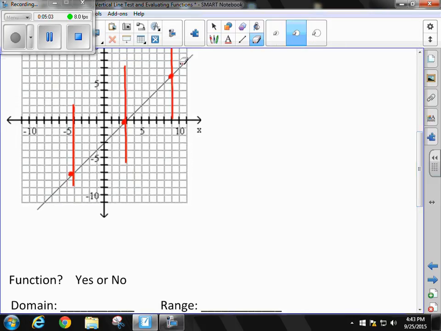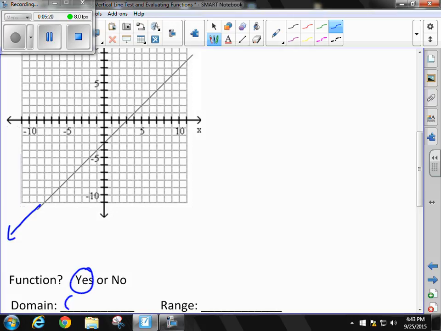I'm going to erase those so that they don't get in our way when we're talking about the domain and the range. We said it was a function. The domain is how far left does the graph go. If I extend this, you see it goes further and further to the left, all the way to negative infinity. And if I extend this, you see it goes further and further to the right, all the way to positive infinity.